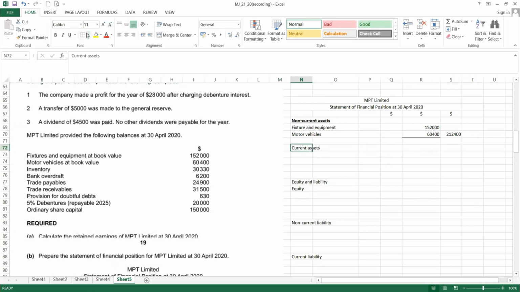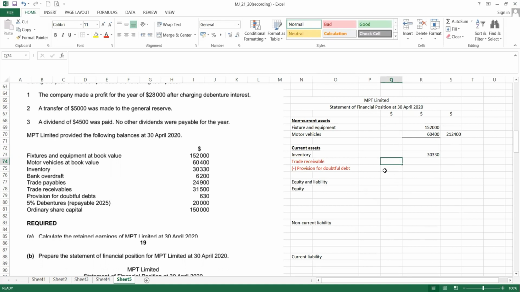Okay, current asset. Let's see what are the current assets. Inventory, trade receivable, and don't forget this one, provision also has to be part of it. So here we put inventory, and then after that trade receivable. This is like a formula, so you must remember. Your trade receivable must minus the provision for doubtful debt. They are always together. This is one pair. Okay, this is always one pair together. So inventory. Here inventory is 30,330.